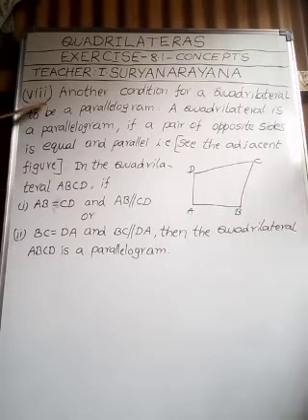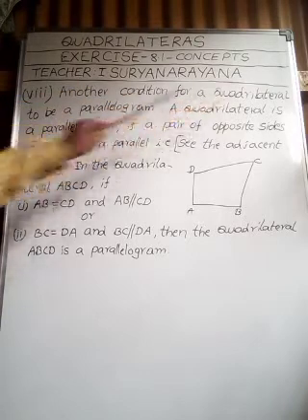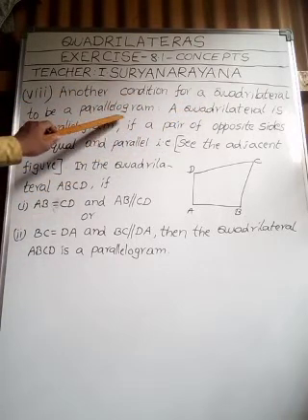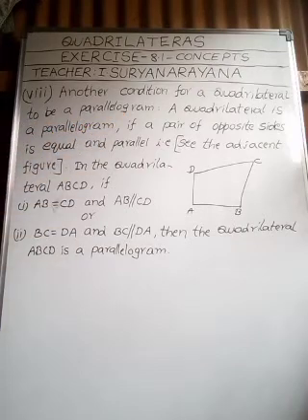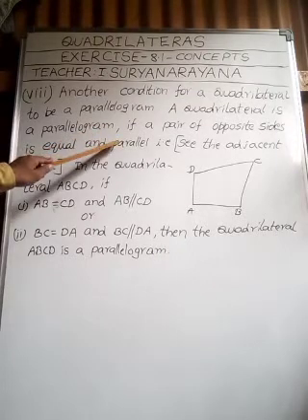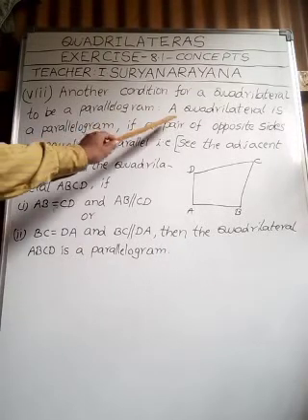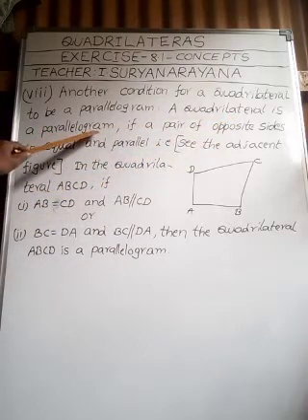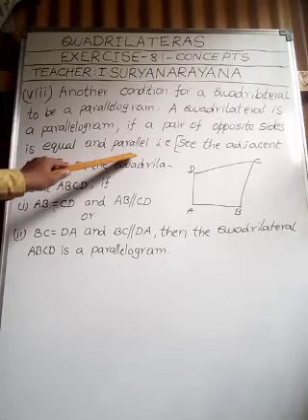Now come to the next point, the last point. Another condition for a quadrilateral to be a parallelogram. If you want to prove that a quadrilateral is a parallelogram, we can use this condition also. What is this condition? A quadrilateral is a parallelogram if a pair of opposite sides is equal and parallel.